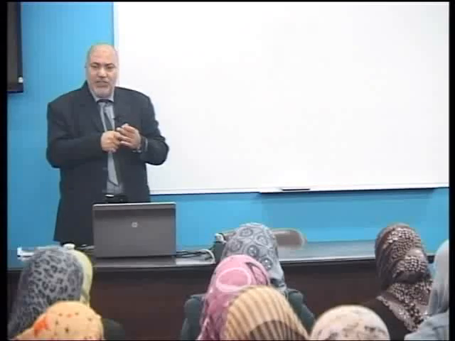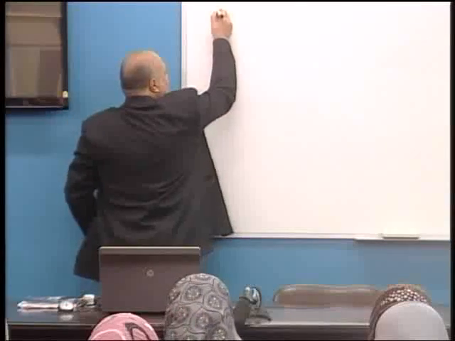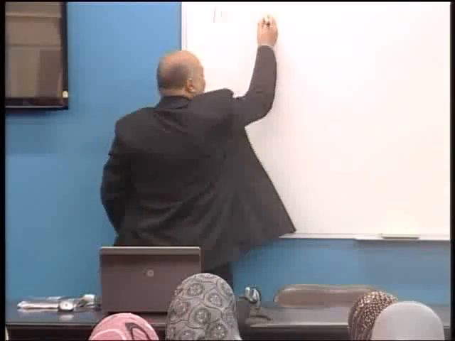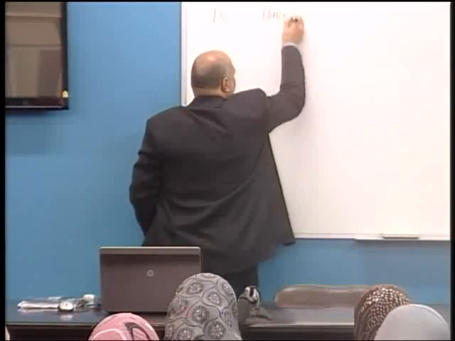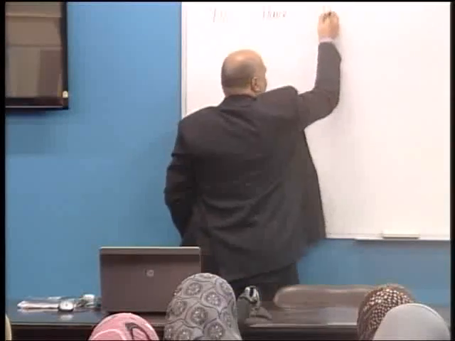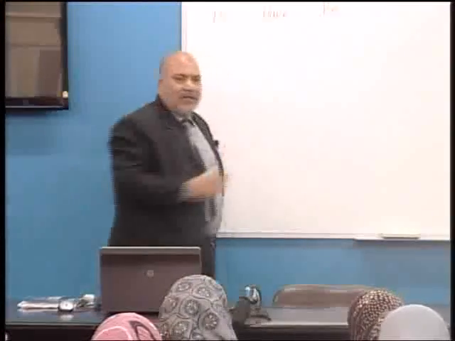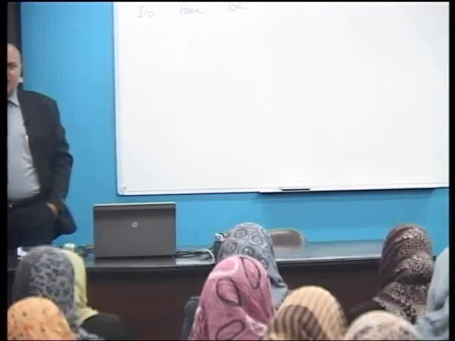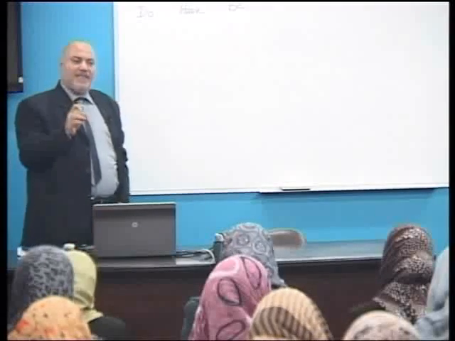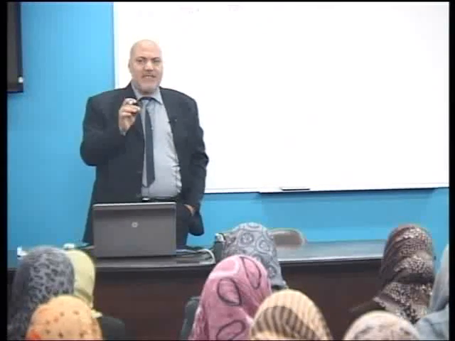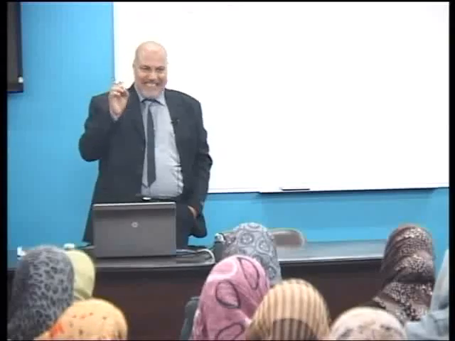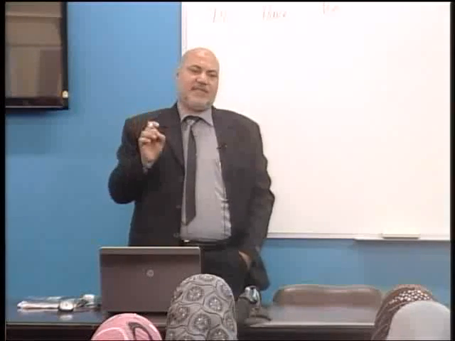Now, in English, we have do and have and be. These are auxiliary verbs. It means helping verbs. Helping verbs help us to deal with tenses, questions, negatives, and short answers.